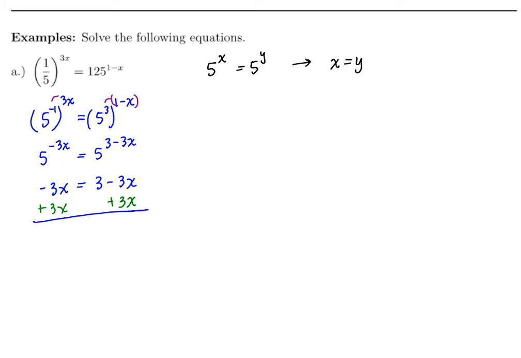That yields 0 equals 3. Is that true? Ever? Nah, that is not true. That's a false statement. If it's not true, 0 is not equal to 3. That means that this equation has no solution. Disappointing, but true.